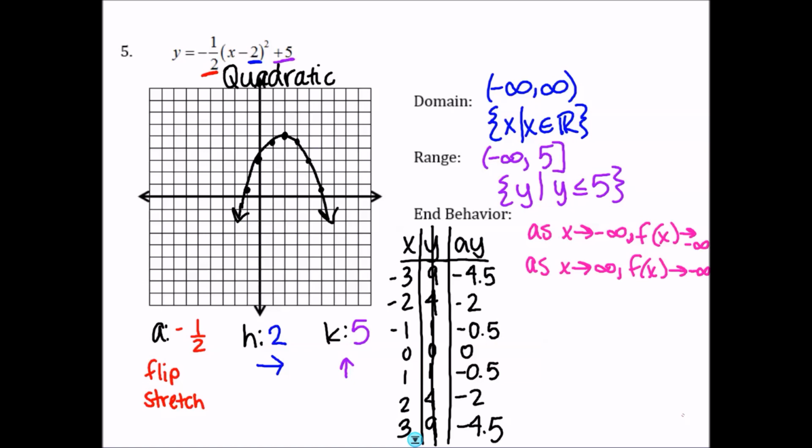Make sure that you review the rules for finding a, h, and k from the equation, and for how a, h, and k affect the graph of the function. If you haven't memorized your parent function t-charts and graphs, this is going to be very challenging for you, so you need to get that done as soon as possible.